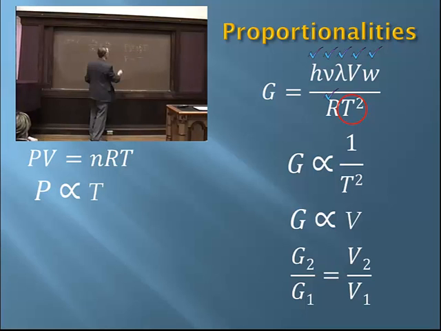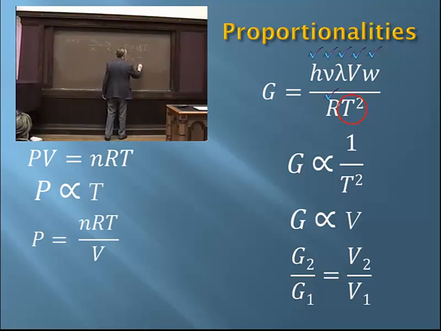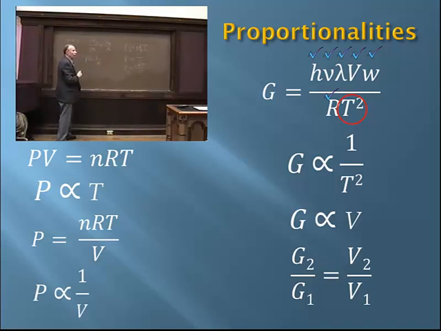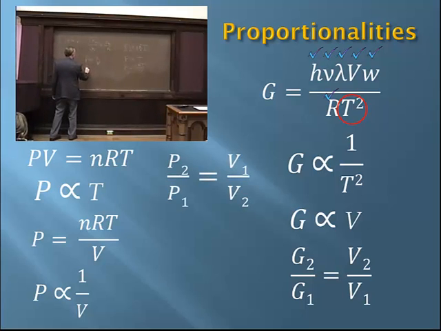Now I could rearrange this here, couldn't I? Solve for P, and I would get P equals nRT over V. You see that? That equation is the same as that equation. Now tell me, how does P vary with V if all other things are kept constant? Inversely. P varies inversely as V. Now that means that P2 over P1 equals, you tell me, V1 over V2.